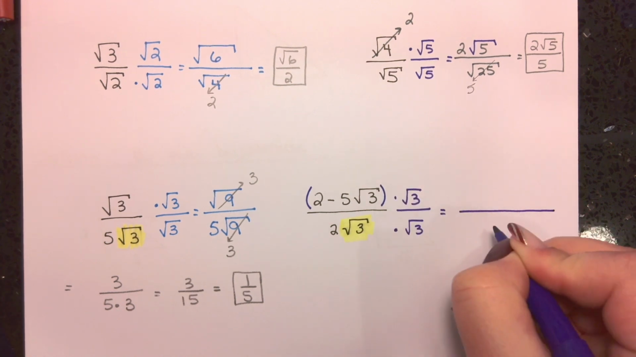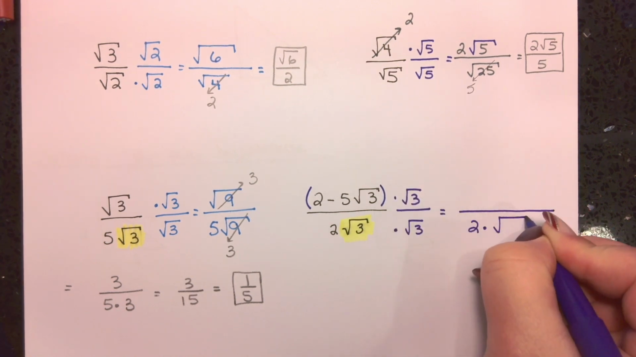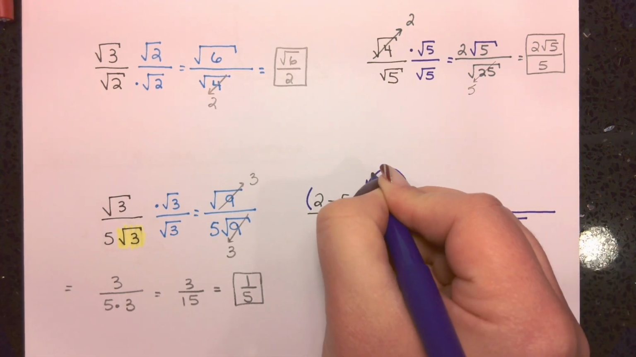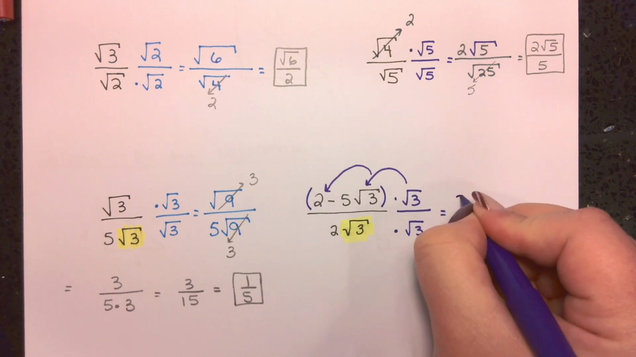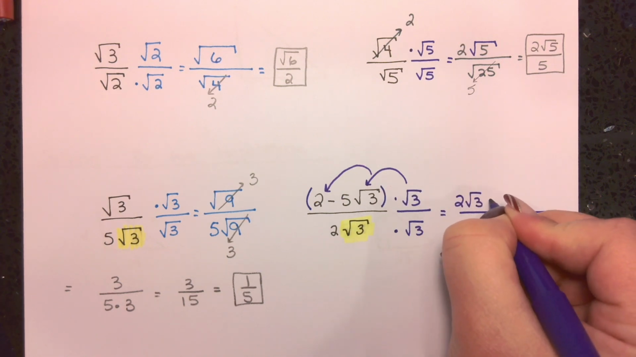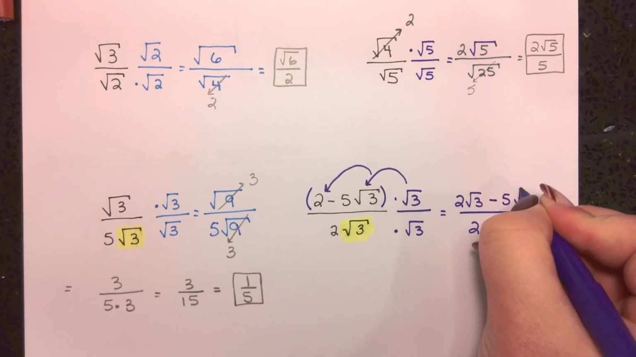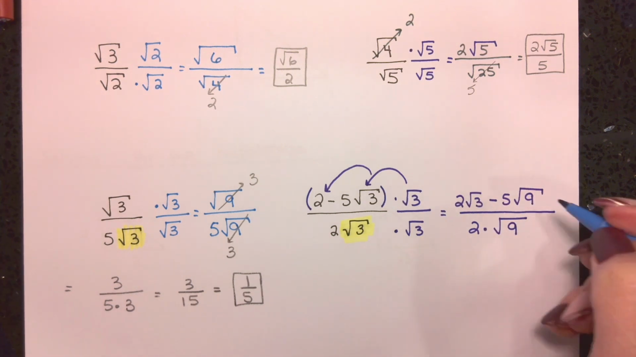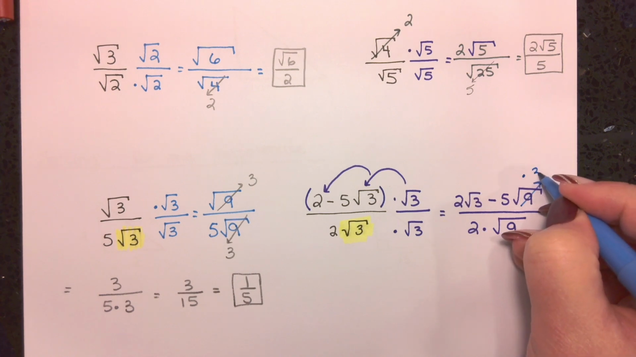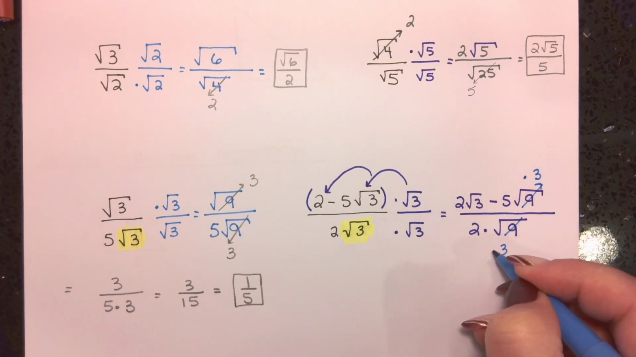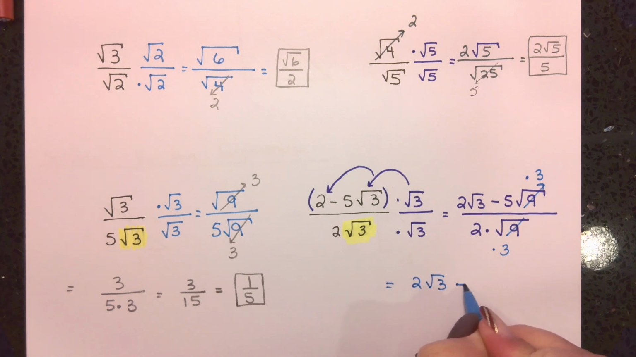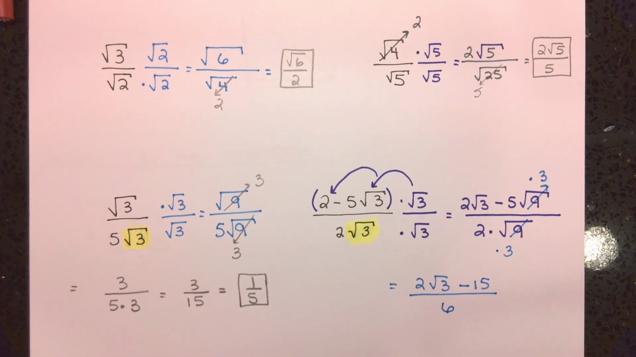And I'm going to do the denominator first. We got 2 times square root of 3 times square root of 3. That's 9. Here we need to distribute. So we got 2 times the square root of 3 minus 5 times the square root of 9. Simplify when you can. This is just times 3. This is just times 3. So we have 2 square root of 3 minus 15 divided by 6.